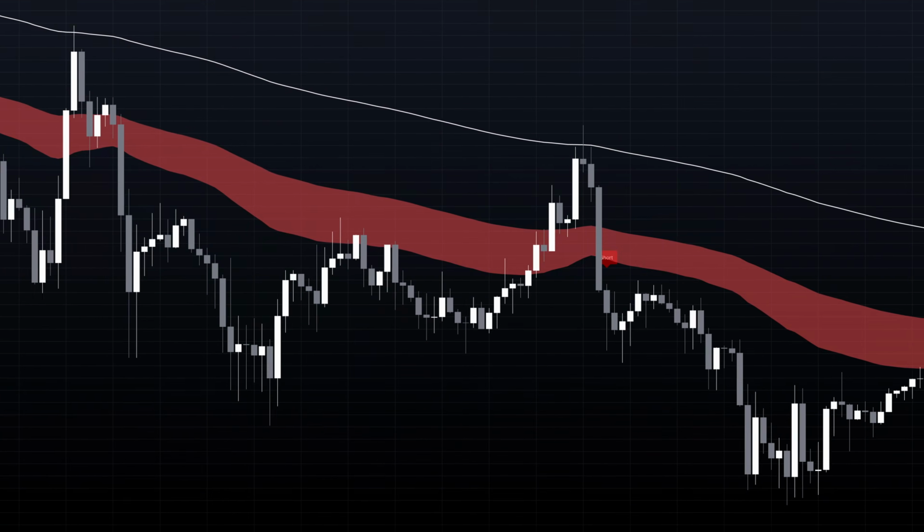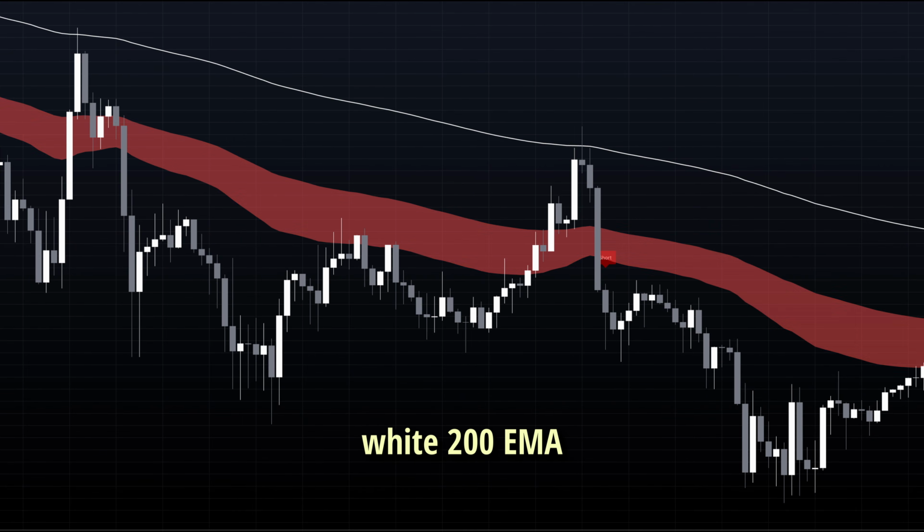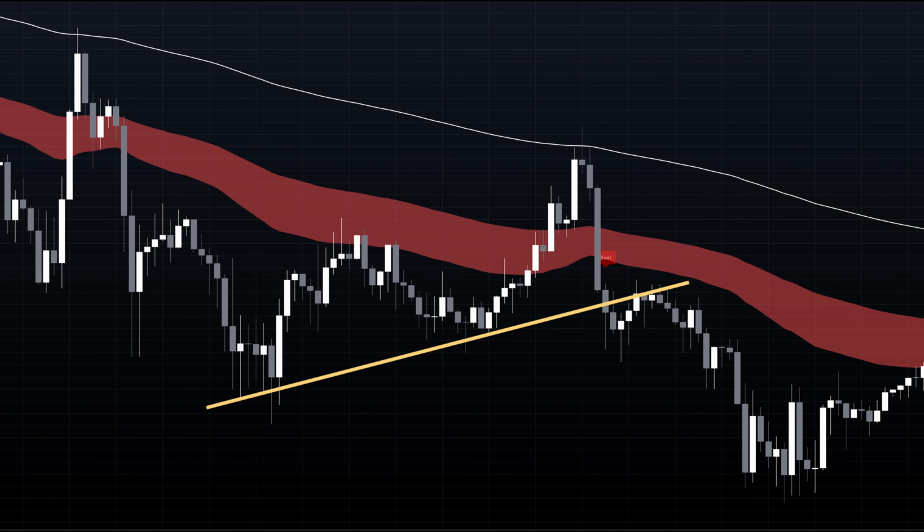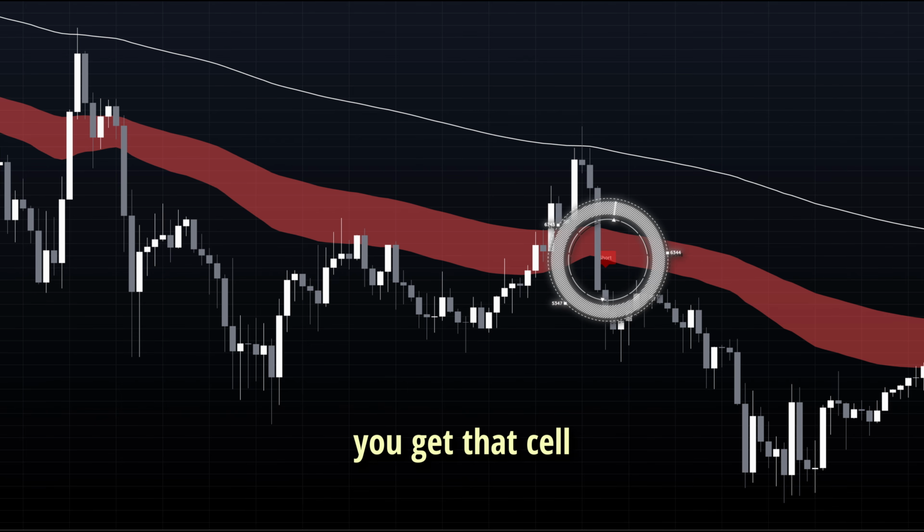Going short, look for a red ribbon below the white 200 EMA. That's your downtrend. Wait for a price pullback, draw your trend line, and jump in when you get that sell signal from the auto trend line indicator.